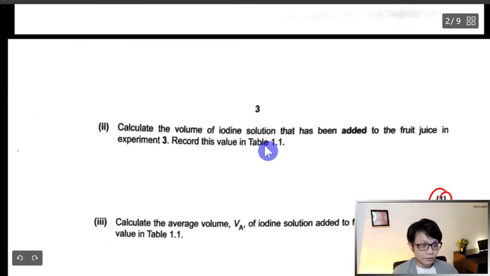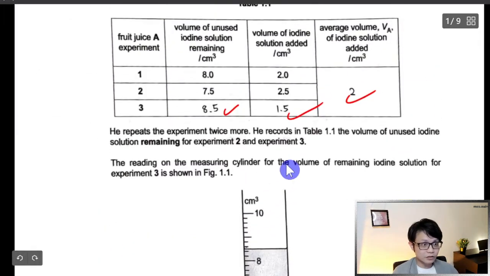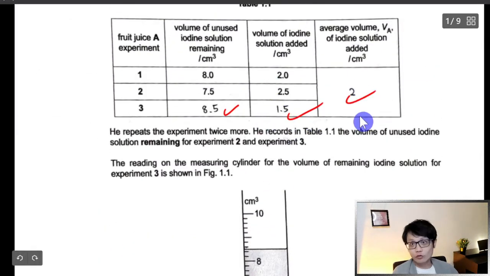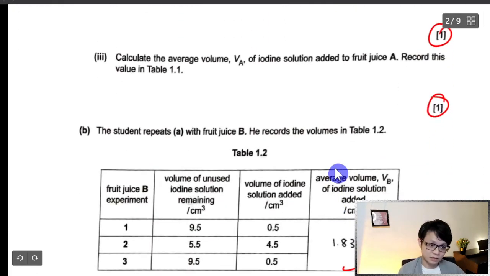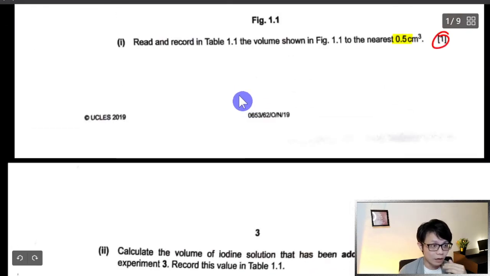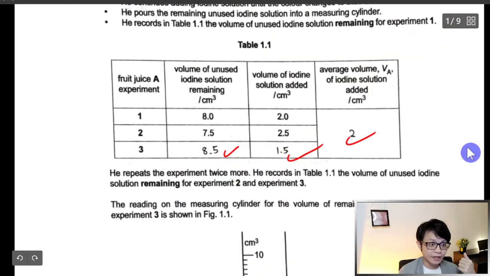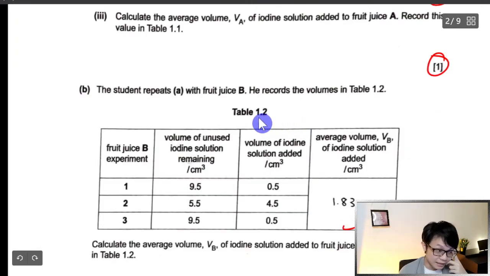Calculate the volume and calculate the average. The student also did this correctly, 1.5, 2. The student gets a total of 3 marks here. So the first 3 questions are quite easy. In the second question, the student repeats it with fruit juice B. We have finished with fruit juice A already, it's around 2, so let's try with fruit juice B.